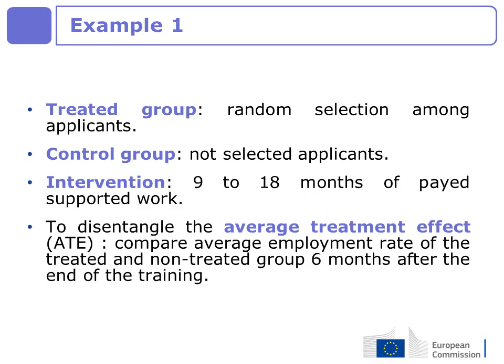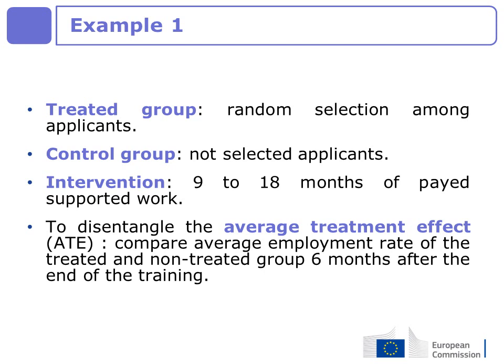This created the treated group, those randomly selected, and the control group, those not selected. Both groups were similar because they'd applied for the program and only differed by treatment assignment. Participation was randomly assigned among the applicants. The selected participants received from 9 to 18 months of paid supported work in order to learn a new skilled job and to improve their abilities.